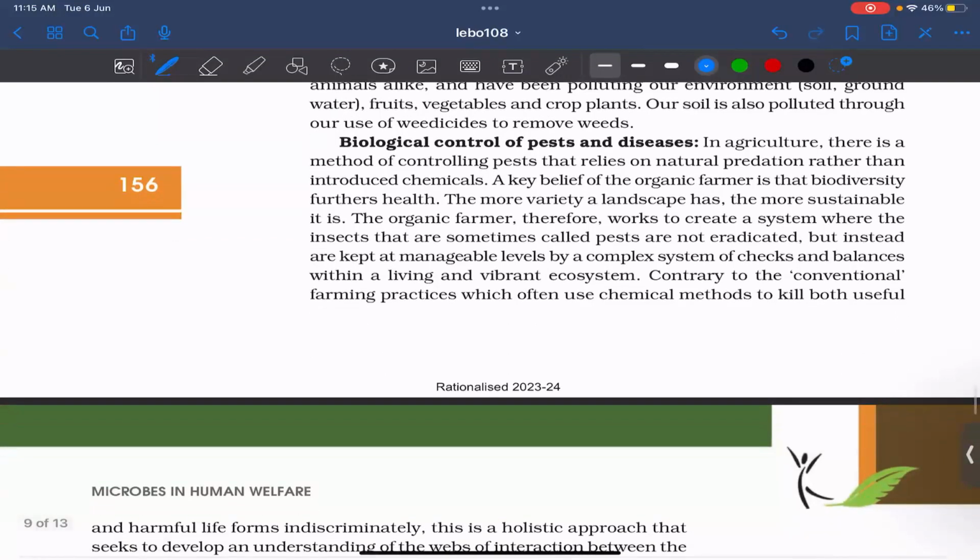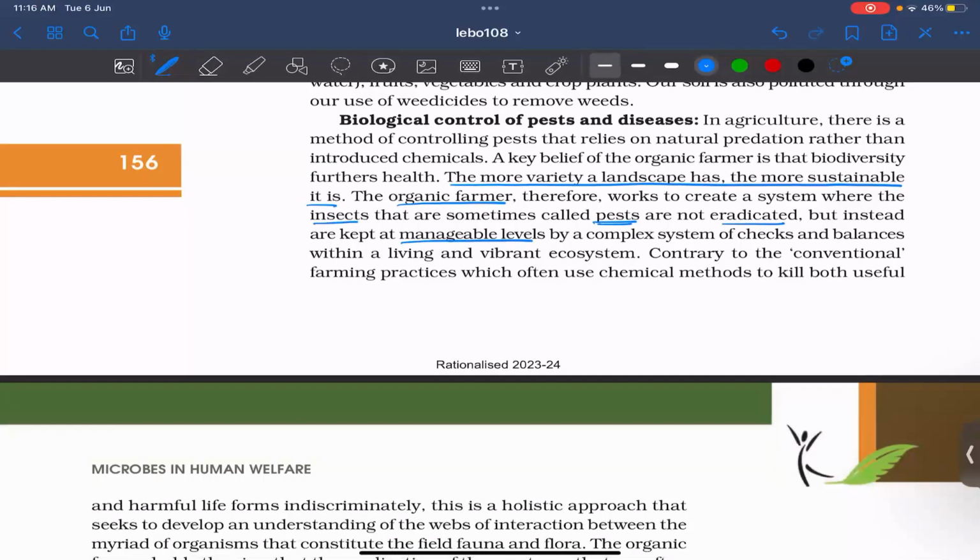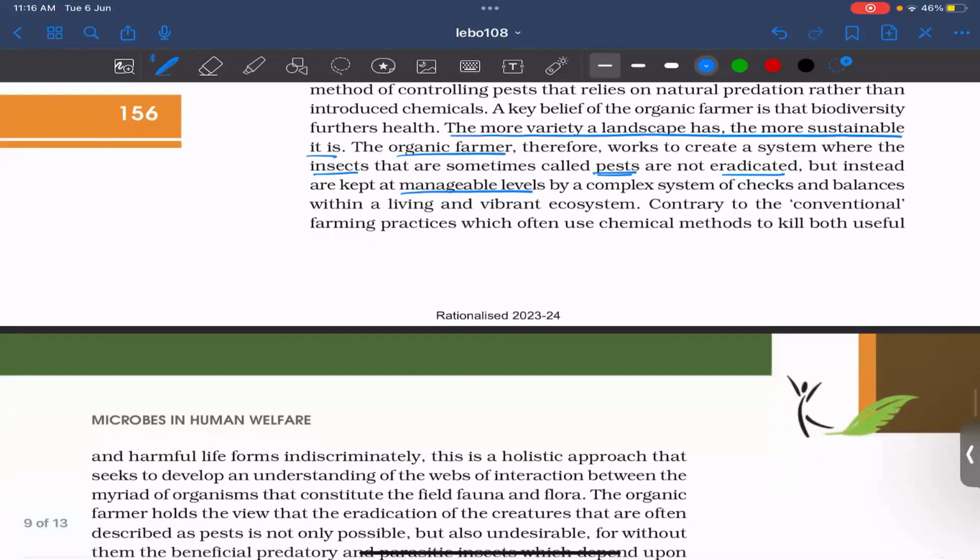It has been found that the more variety a landscape has, the more sustainable it is. Now in organic farming, a system is created. The insects, which are called pests, are not eradicated, but instead they are kept at a manageable level. Basically, they protect the food web and the ecosystem which is present. Erasing all the insects can lead to a disturbance in the food web and in the ecosystem. So they don't eradicate it, they keep it at a manageable level in the ecosystem, contrary to the other conventional practices.